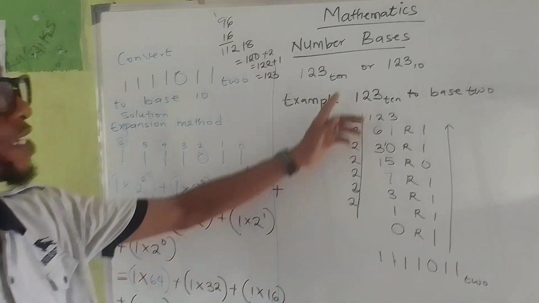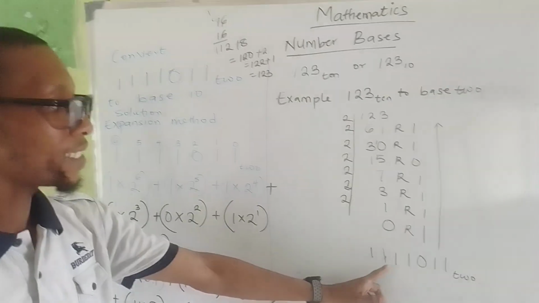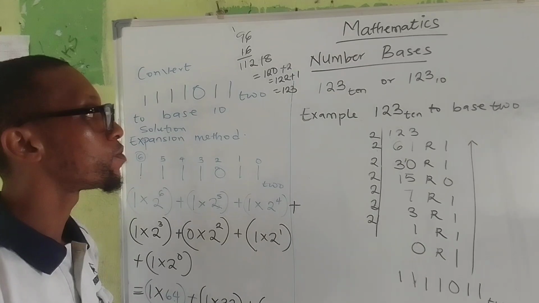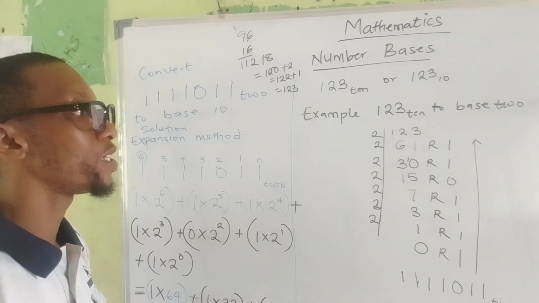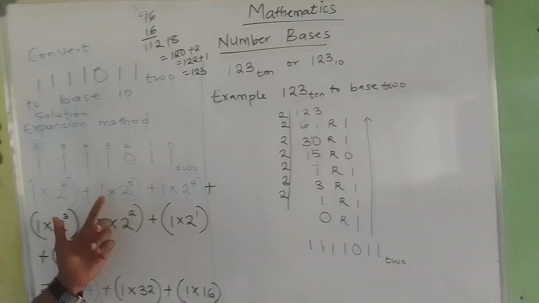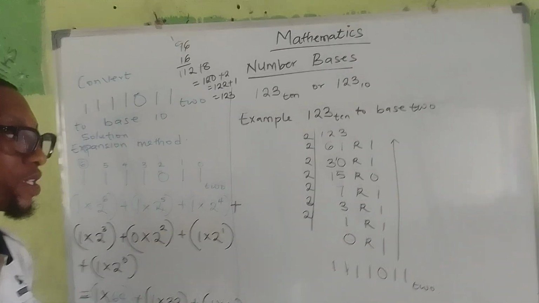So looking at this, we converted 123 in base 10 to base 2, we got this. We converted this to base 10, we also got 123. So these are examples of base numbers, and we can also try the second method, the continuous multiplication method.